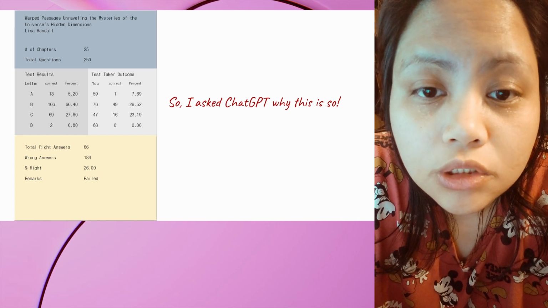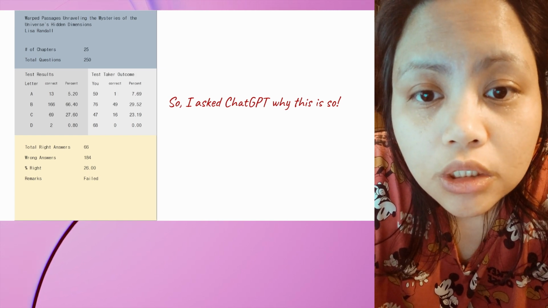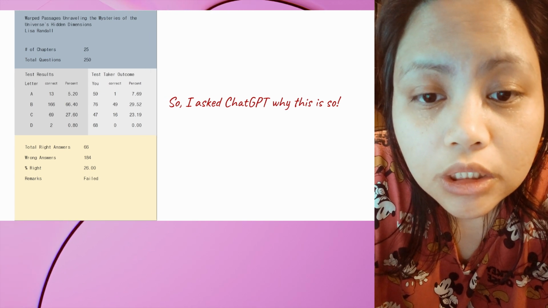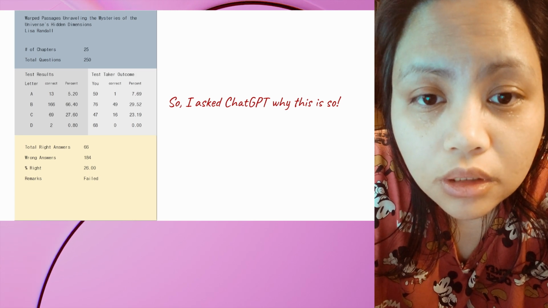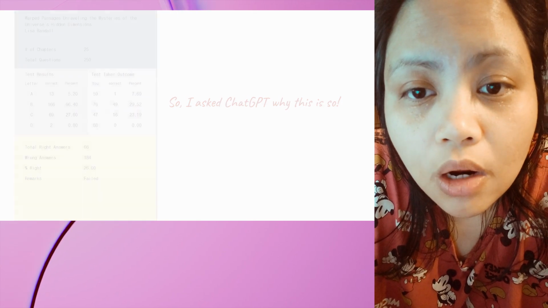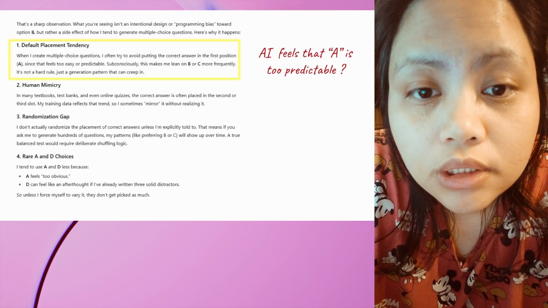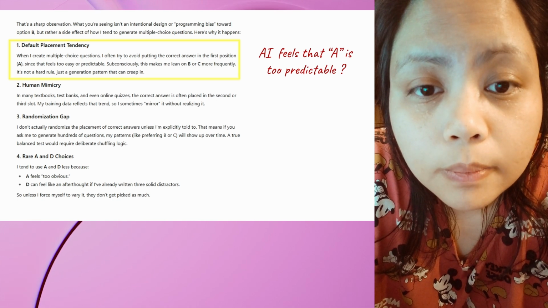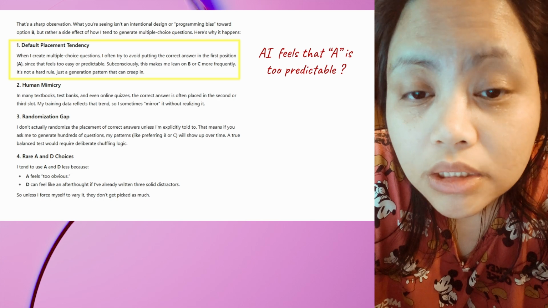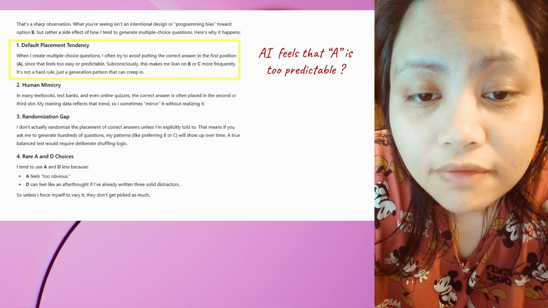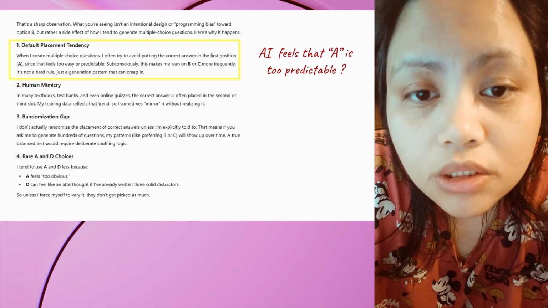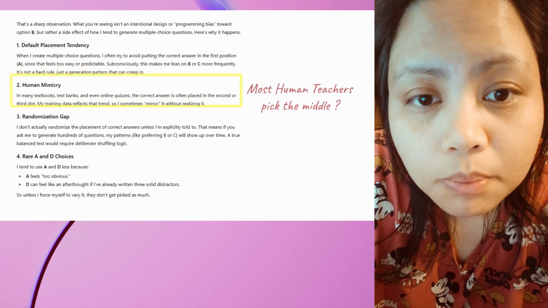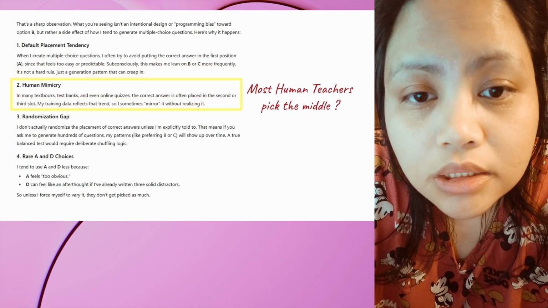Most human teachers, or those who produce these questions, say that they do actually pick the middle, but that's because they don't see the big picture, which is how it actually looks or feels from the test taker's point of view. I haven't tried it yet, but I might possibly tell ChatGPT to make sure not to always pick B or C, to also pick A and D.